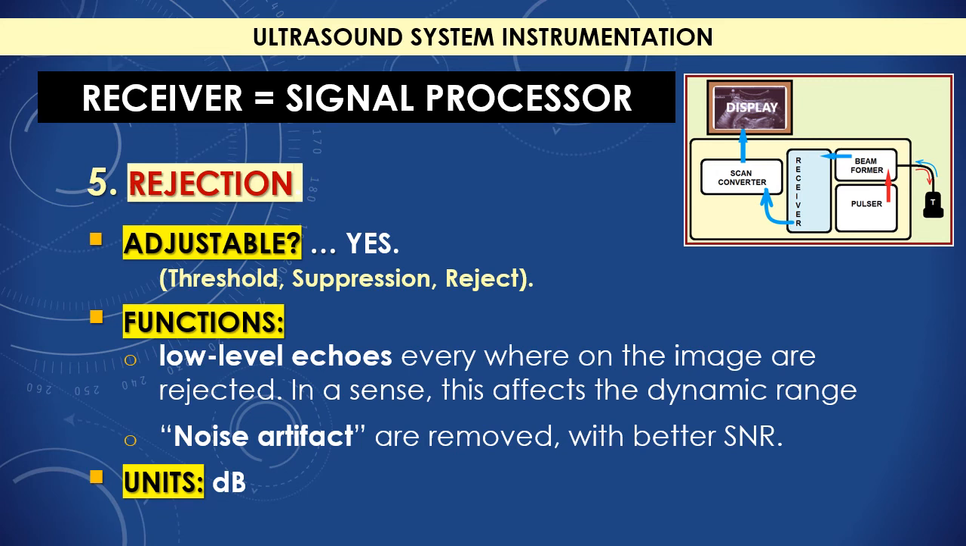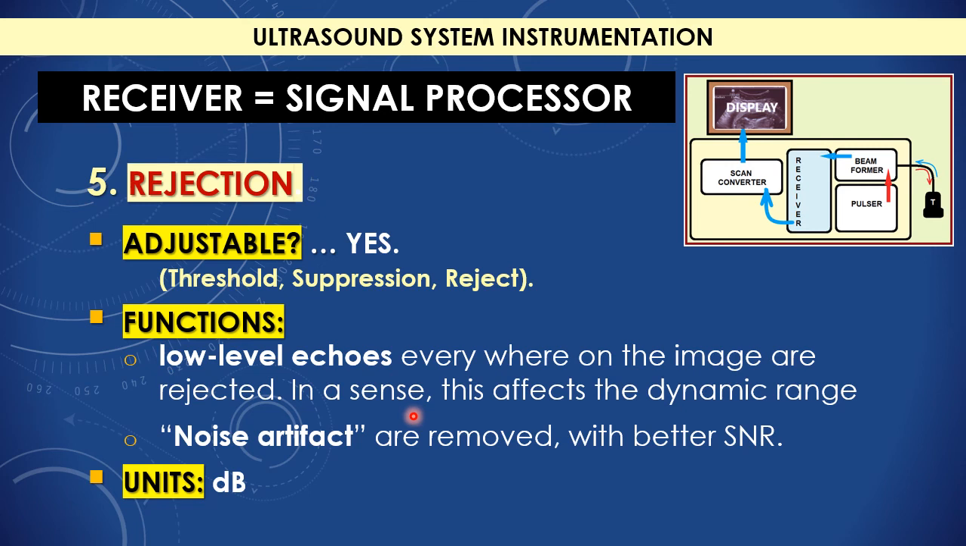The last step is rejection. Again, this is adjustable. Yes, rejection is adjustable. What are the key controls? It's called threshold or suppression or reject. These are synonyms. You can find them on the screen of the ultrasound, either as a soft key or hard key on the machine. What is the function of the rejection? It is to reject the low-level echoes.